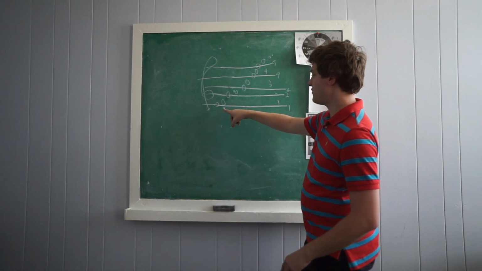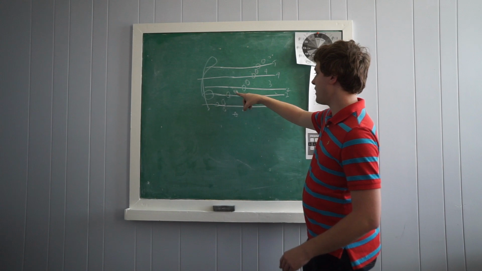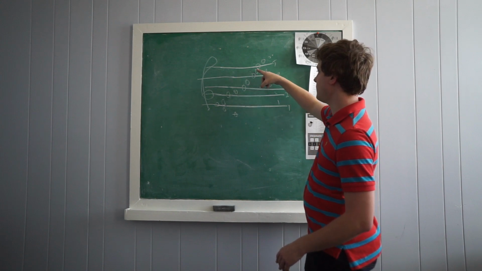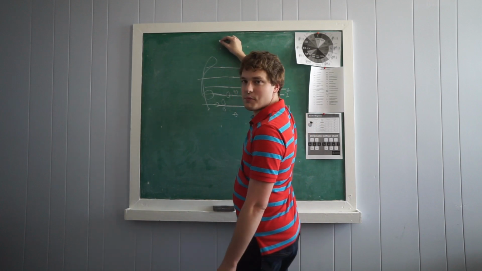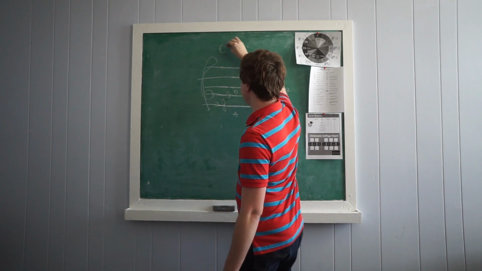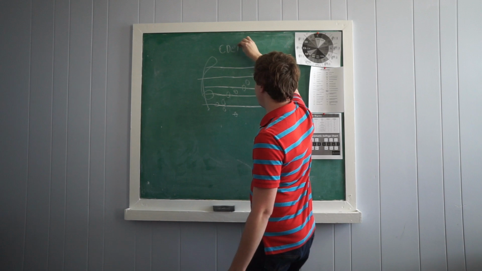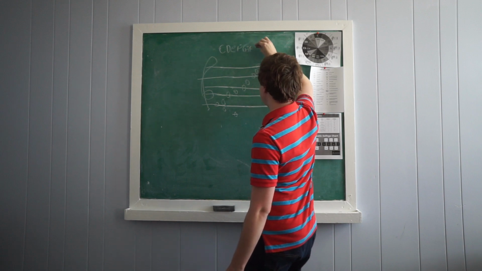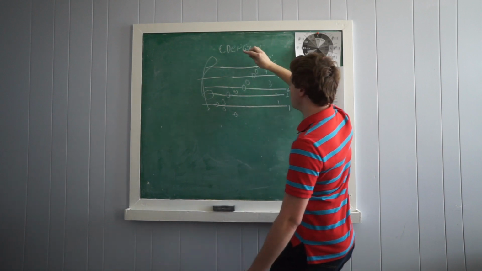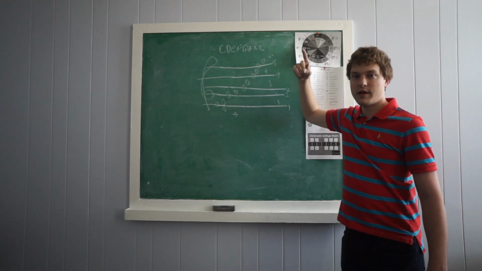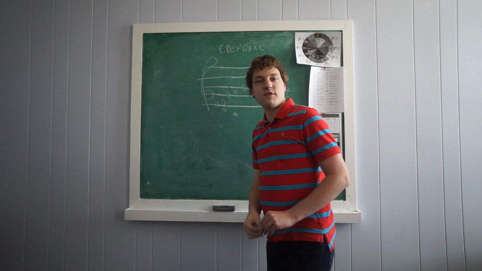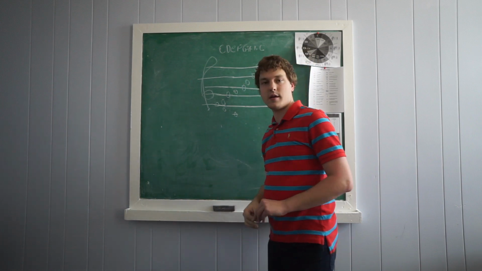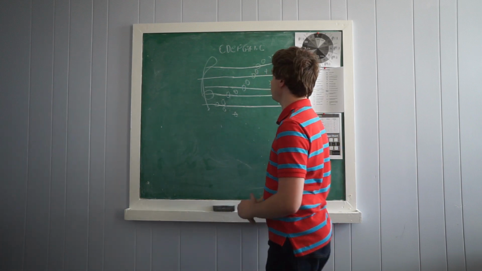So we have C, D, E, F, G, A, B, C, D, E, F, G. So the notes that always repeat: C, D, E, F, G, A, B, C. There are 8 notes to a scale. So there's different ways we can identify reading these. And there are different systems we use for reading these.